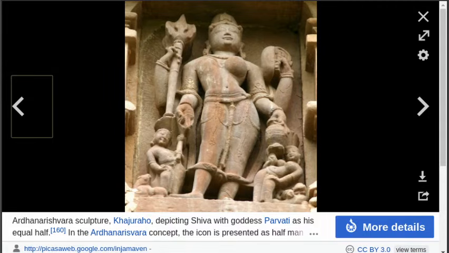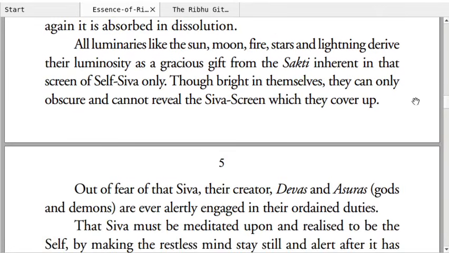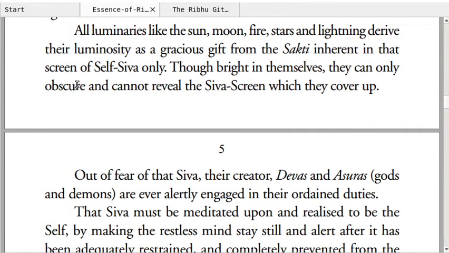So let's go back to the Ribhu Gita. It is because it is born, it will be dissolved. Because it appeared, it will disappear. And then he is saying that these forms, they do nothing but cover up.